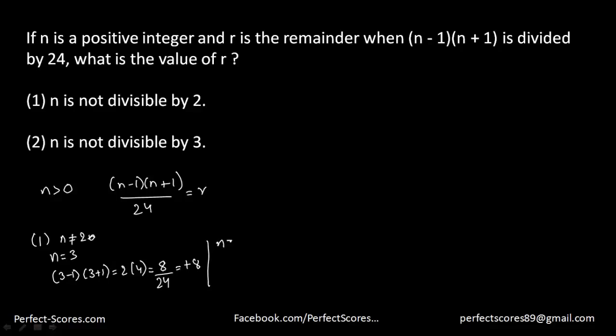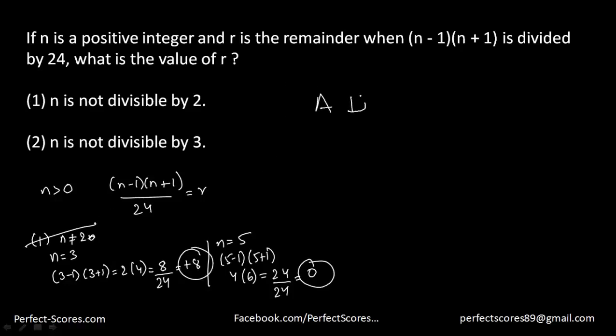Let's suppose n is equal to 5. Then 5 minus 1 and 5 plus 1 is going to be 4 into 6, which is going to be 24. If I divide 24 by 24, the remainder is going to be 0. That means this statement is giving me two different answers, which means it's insufficient. That means it's either answer option B, C, or E.